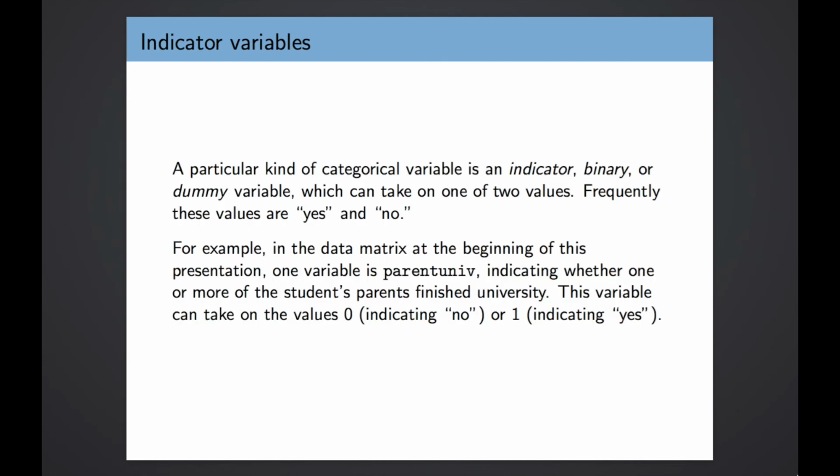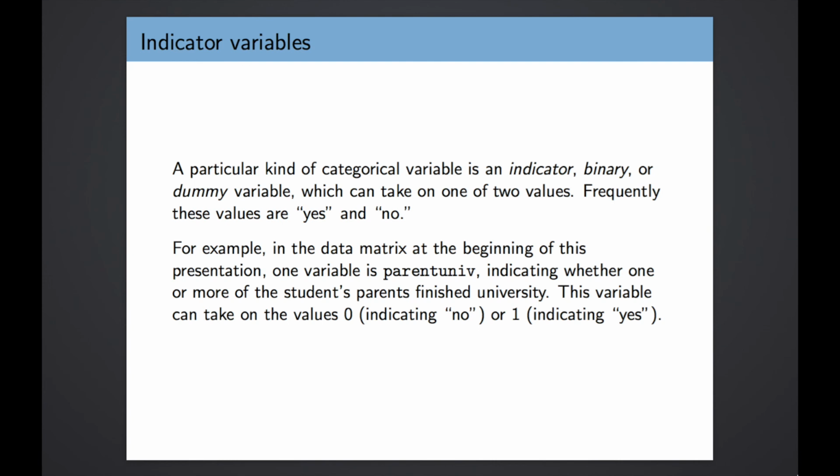To wrap up this video, I want to talk about a specific kind of categorical variable called an indicator variable. These are also called binary or dummy variables. There are lots of different names for them. But the essential concept is that these variables can take on one of two values. So for example, let's say that I want to know whether my subject in my study is a US citizen. I could ask, are you a US citizen? Yes or no? And then if they say yes, I can put a 1 as my value for that variable. If they say no, I can put a 0.